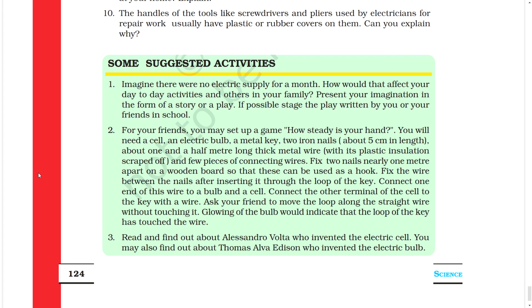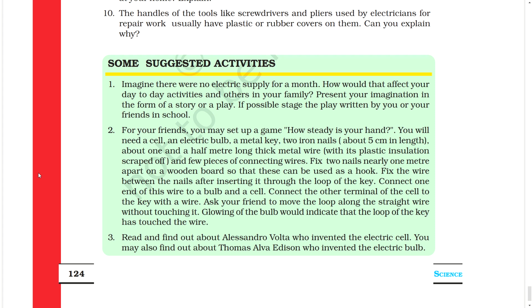Fix the wire between the nails after inserting it through the loop of the key. Connect one end of this wire to a bulb and a cell. Connect the other terminal of the cell to the key with a wire. Ask your friend to move the loop along the straight wire without touching it. Glowing of the bulb would indicate that the loop of the key has touched the wire.